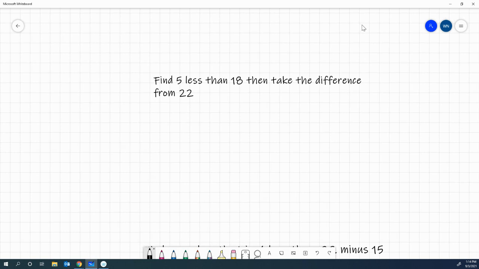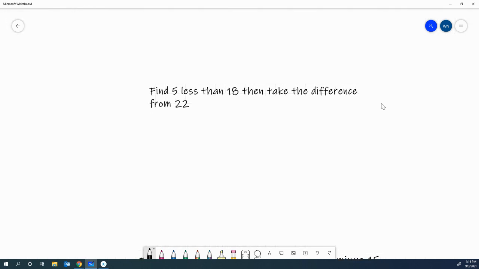Let's do another one. Find 5 less than 18, then take the difference from 22. Such a wordy problem. 5 less than 18, I know that's going to be 18 minus 5. If you have 18 cookies and I take away 5, you've got 5 less than 18. So I've got 18 minus 5. Then, we've got a then, so we're going to put in parentheses.